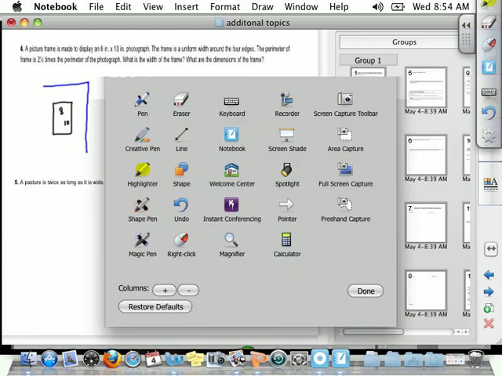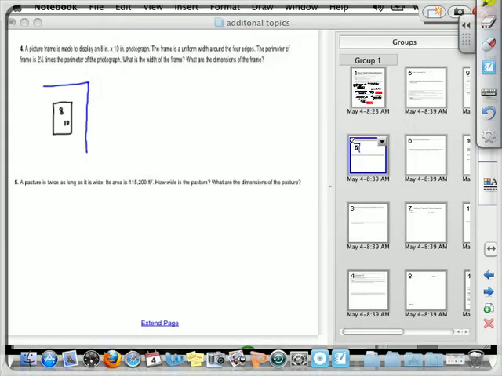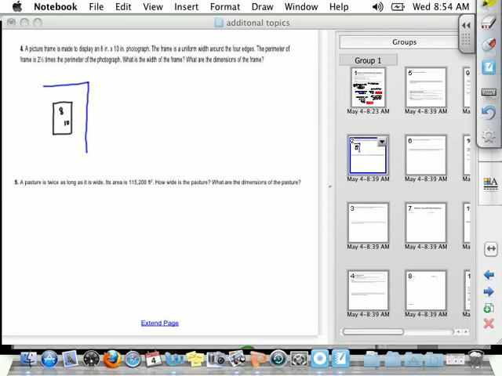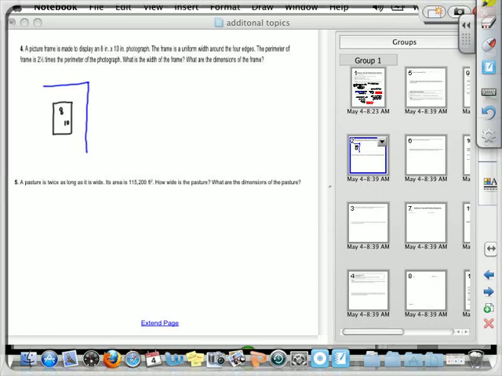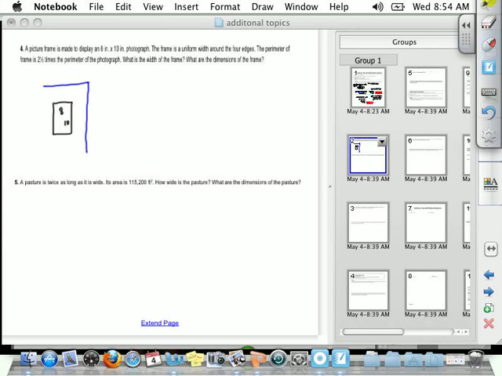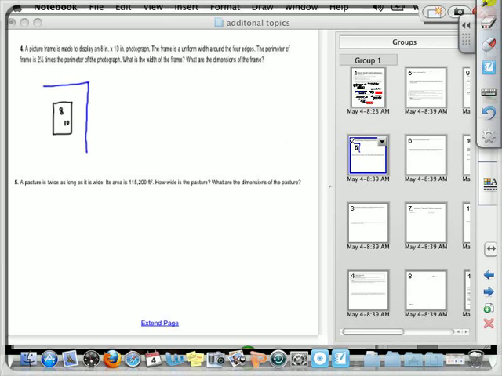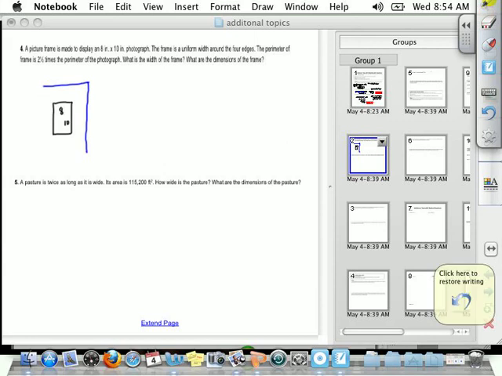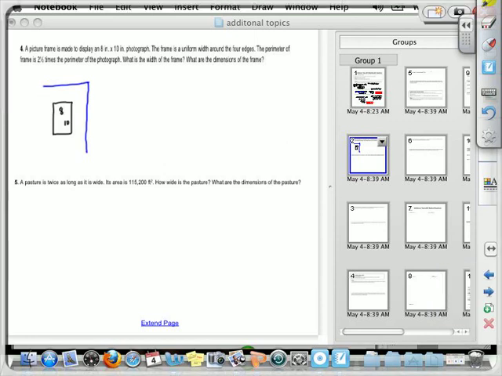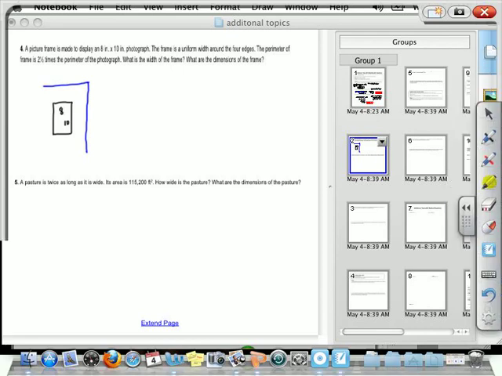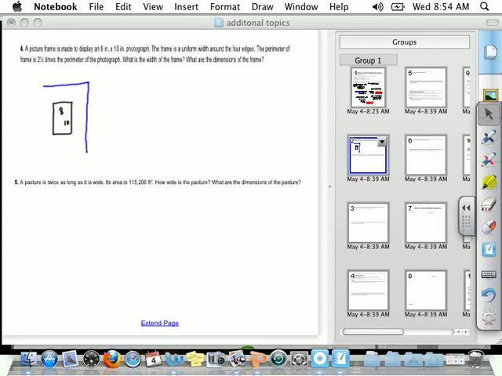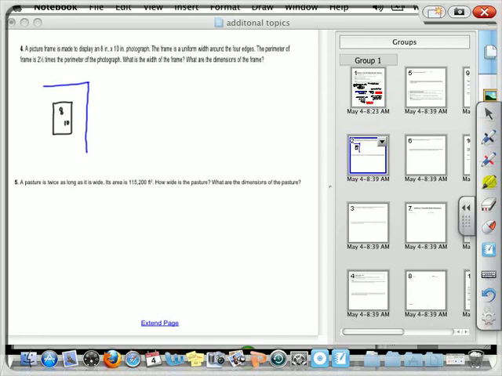Okay, I'm drawing, it's not drawing. There we go. Gosh darn it. Having technical difficulties. All right, so notice the last question says, what is the width of the frame? I don't know why it keeps doing this.